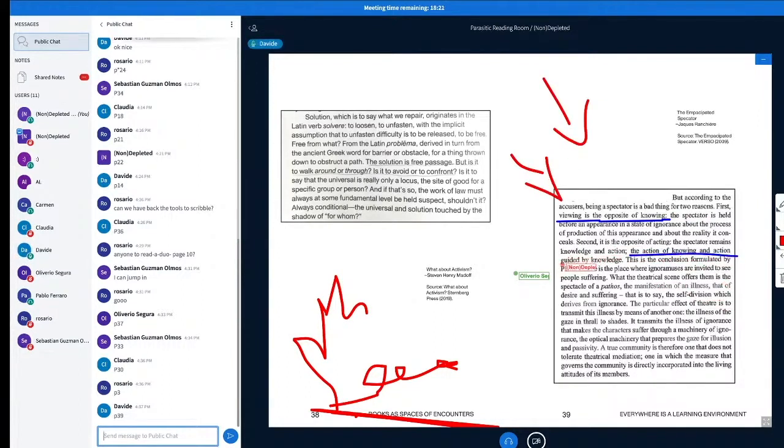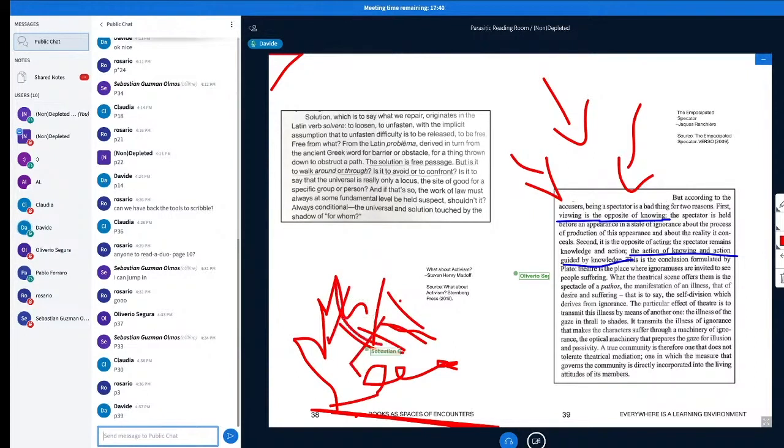Theater is the place where ignoramuses are invited to see people suffering. What the theatrical scene offers them is the spectacle of pathos, the manifestation of an illness, that of desire and suffering, that is to say, the self-division which derives from ignorance. The particular effect of theatre is to transmit this illness by means of another one, the illness of the gaze enthralled to shadows. It transmits the illness of ignorance that makes the character suffer through a machinery of ignorance, the optical machinery that prepares the gazer for illusion and passivity.